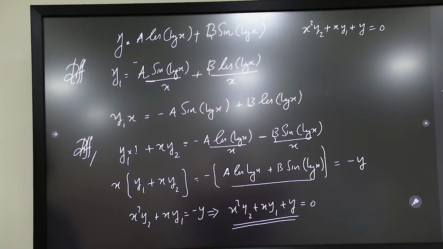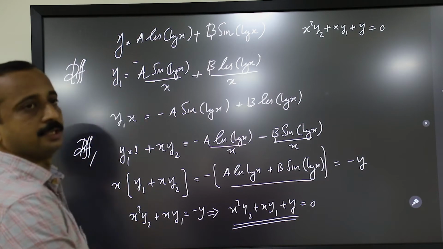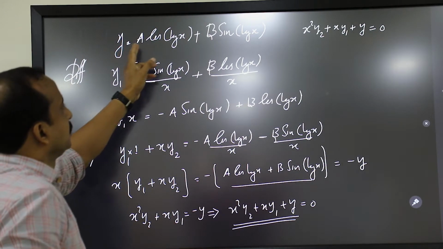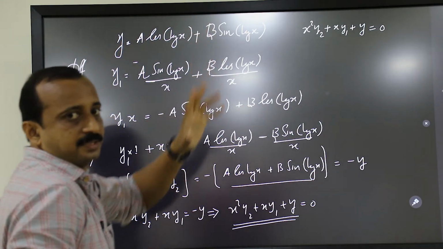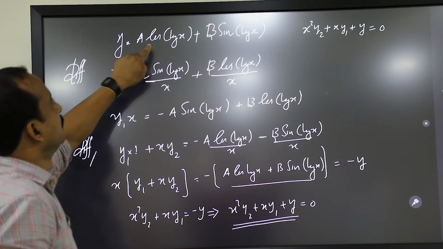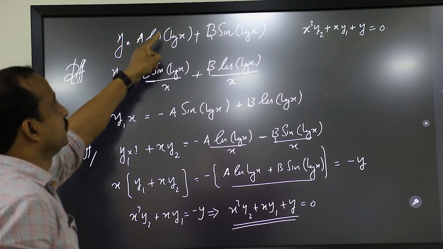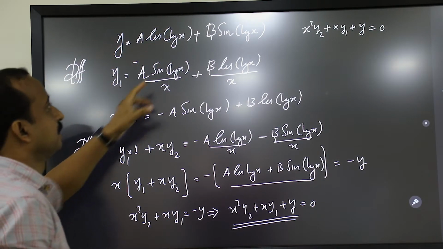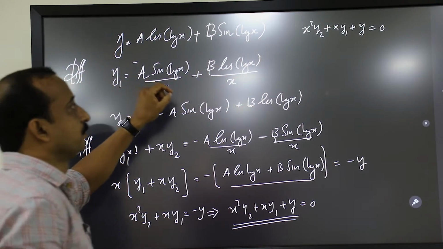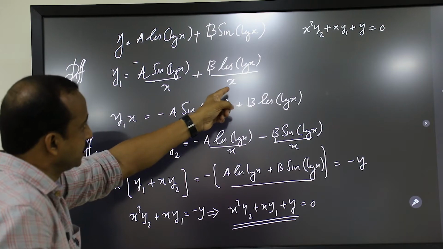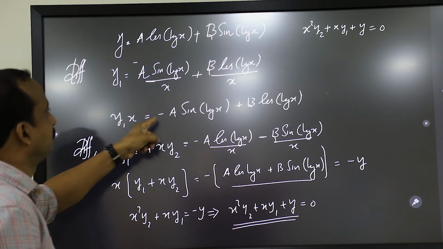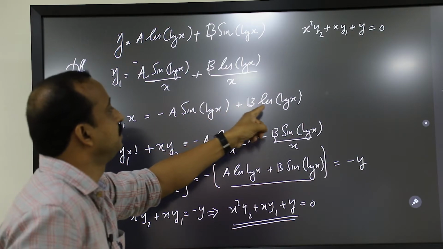Proved. Hence proved. Okay. It's a very important type of question. I'll repeat once more. y is equal to a cos(log x) plus b sin(log x). First we differentiate the given function with respect to x. The derivative of cos is minus sin(log x) into function of a function, the derivative of log x is 1/x. Then the derivative of sin(log x) is cos(log x) into the derivative of log x, which is 1/x. Before differentiating the second derivative, first we cross multiply the x to the left side. That means y1 into x is equal to minus a sin(log x) plus b cos(log x).